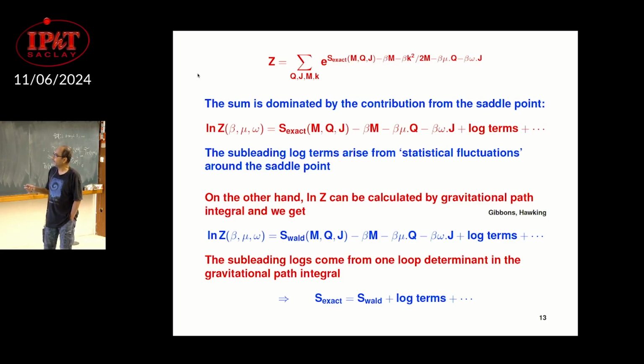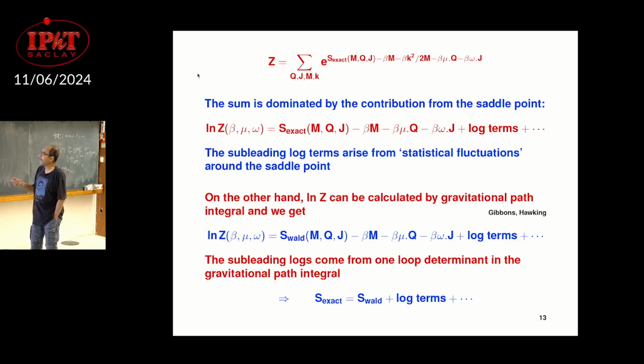By evaluating this at the saddle point, we get log Z as S exact minus beta M minus beta mu dot Q minus beta mu omega dot J. That's the leading classical contribution from the saddle point. And then there are fluctuation terms, because you have to compute the one loop determinant of this sum around the extremum, and those typically give rise to logarithmic terms.